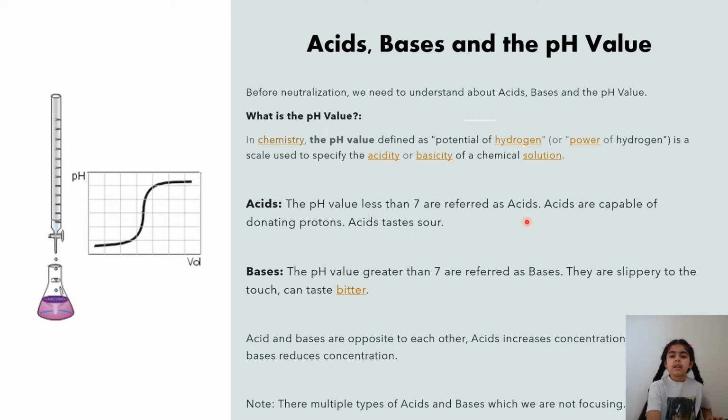Okay friends? Acids are capable of donating protons. But what are protons? Protons make up atoms. So we know protons, neutrons, electrons. Proton is in the nucleus of the atom. Okay friends. So donating protons means losing protons, and then other atoms catch them. That's what makes them acid.